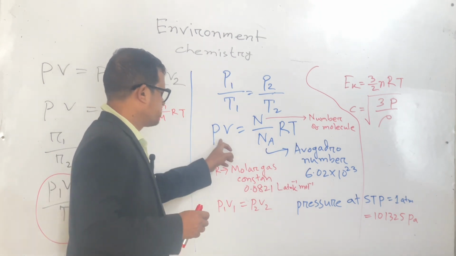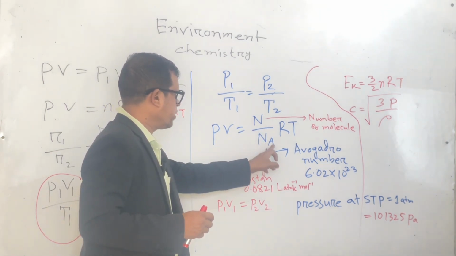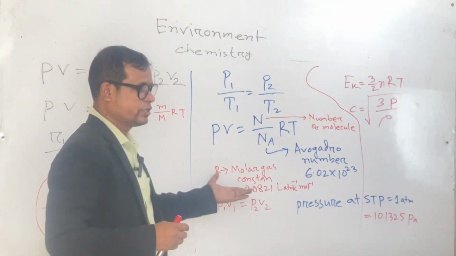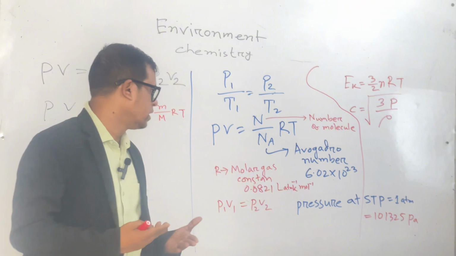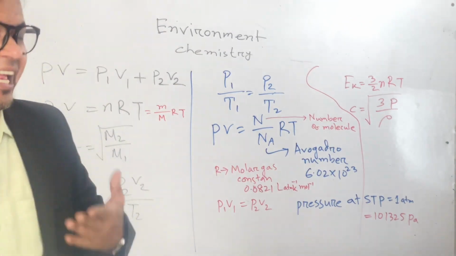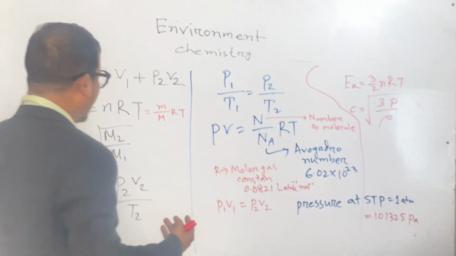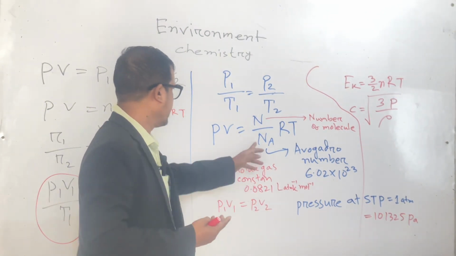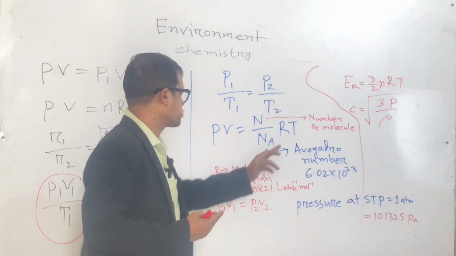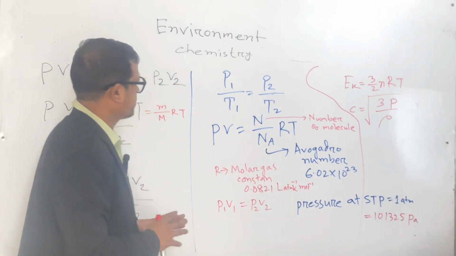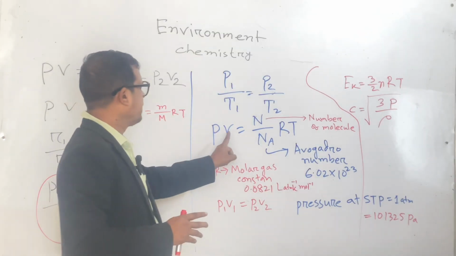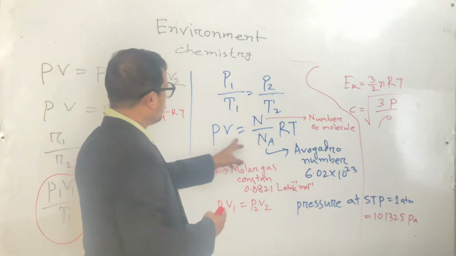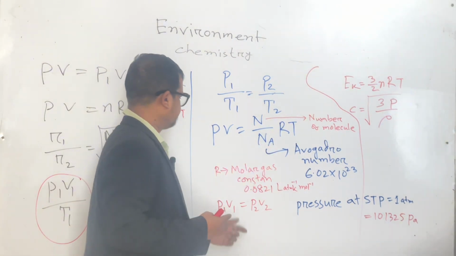We have to know what is P, what is V, what is N, what is N_A. R is the molar gas constant, which is 0.0821 liter atm per Kelvin per mole. V is volume, N is the number of molecules, N_A is the Avogadro number, R is the molar gas constant, T is temperature. If the question gives us P, V, N_A, R, T, then we can find the number of molecules, N equals PV N_A over RT.